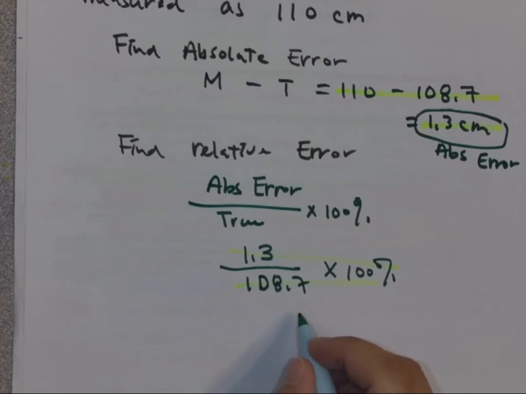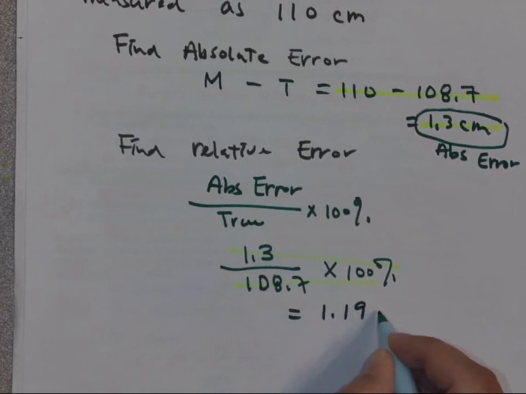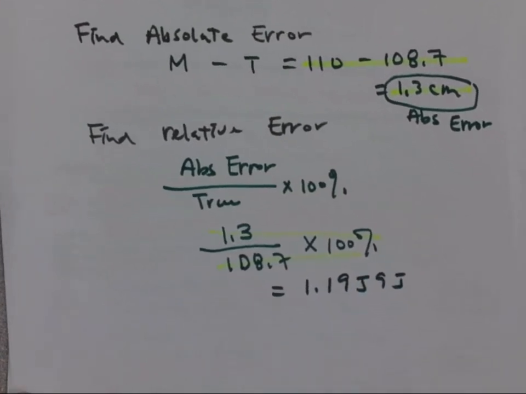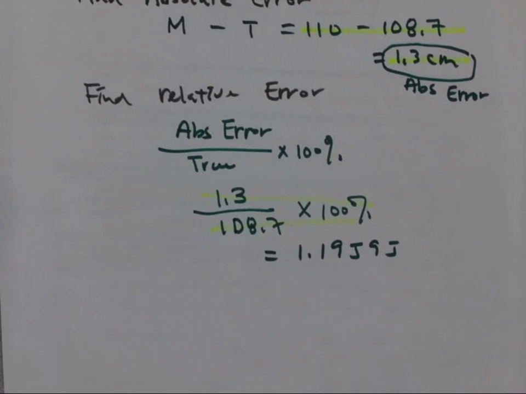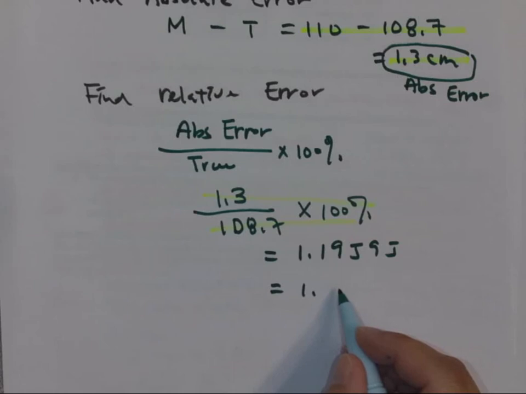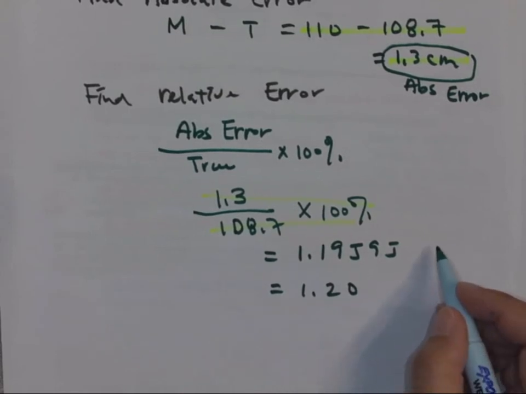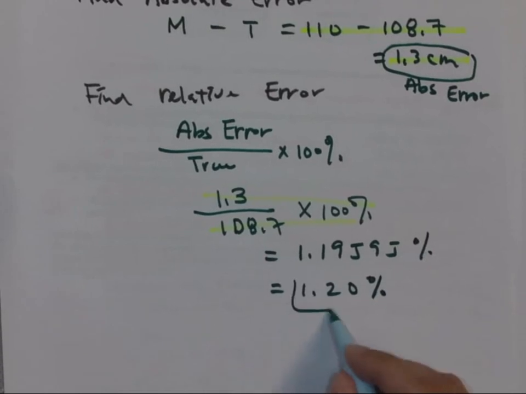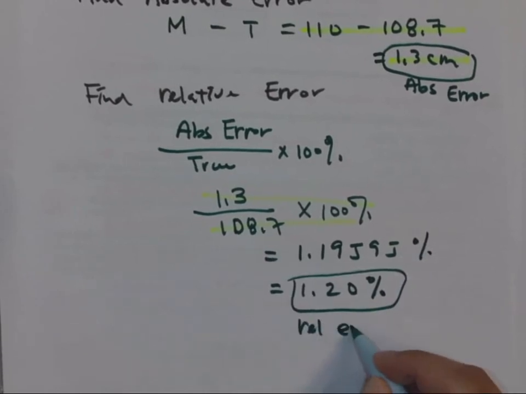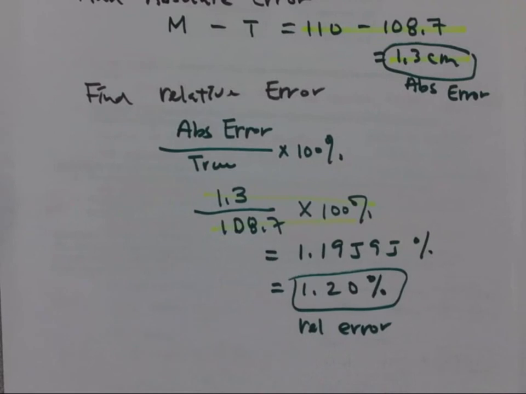So you get what? Anybody? It's like 1.19595 something, right? So if I round it to 2 decimal places, what should I get? 1.20 in terms of percent. So this is the relative error. Are we okay? Questions? Can we do that? So you will have questions similar to this.